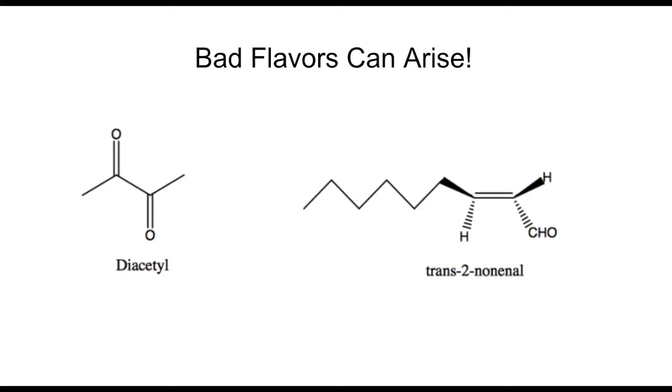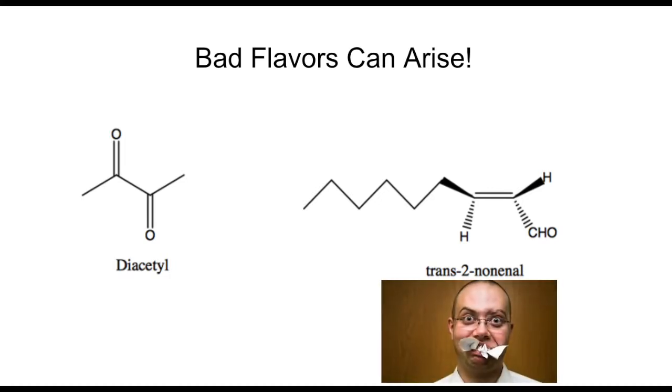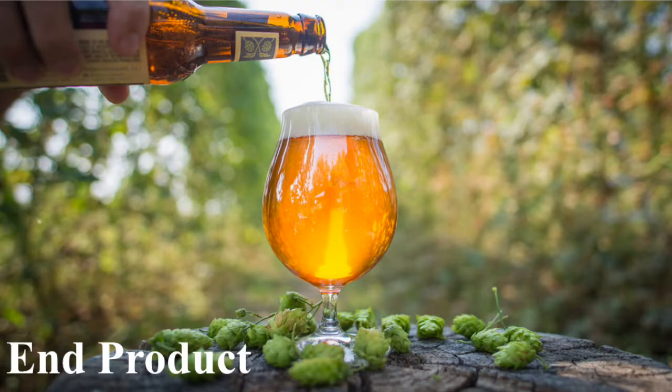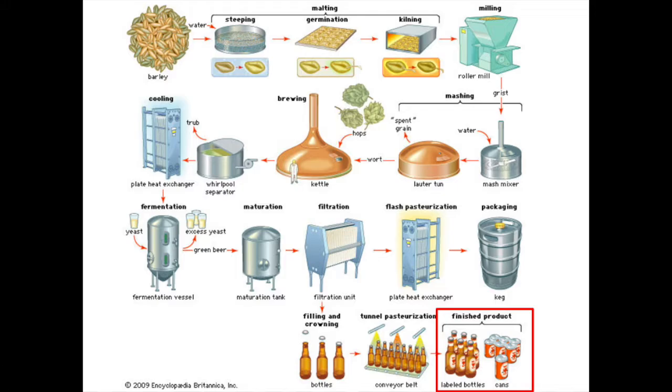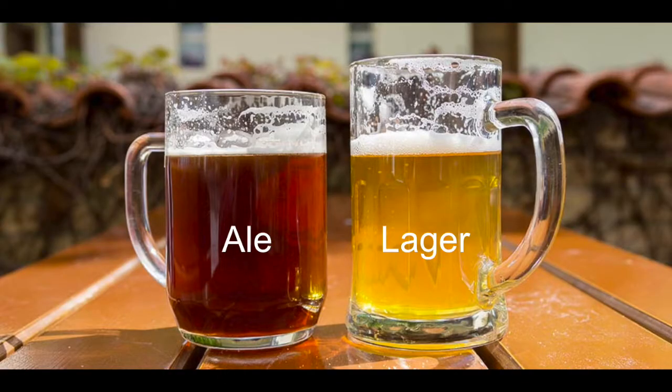The main mechanism contributing to the generation of trans-2-nonenal in beer is the enzymatic oxidation of lipids and oxidized free fatty acids. It has been recorded as producing a wet cardboard or recycled paper flavor. The final chapter is about the end product. In the end, all beers are either ales or lagers, depending on the type of yeast used.